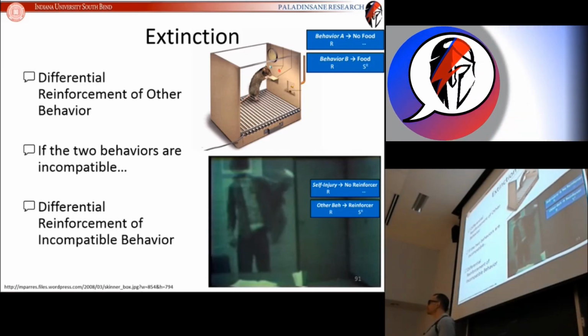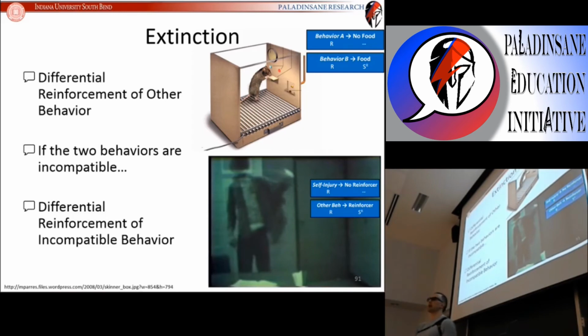And at the same time, they didn't want to give him his restraints back for self-abusing. So they needed to find a way to reinforce Harry by giving his restraints back, and that is the differential reinforcement of other behavior to earn back his restraints. Or if it's incompatible with self-abuse, it's the differential reinforcement of incompatible behavior.